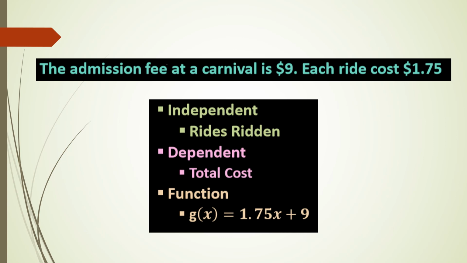And the function for this, and it doesn't matter if you write it as f of x, g of x, or h of x, but here it's written as g of x. And so it's $1.75 per ride. So you have $1.75x, and you start out with the admission fee of $9. This would be your function for it.